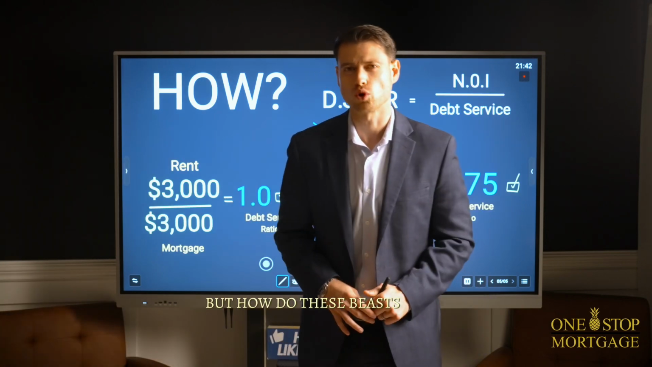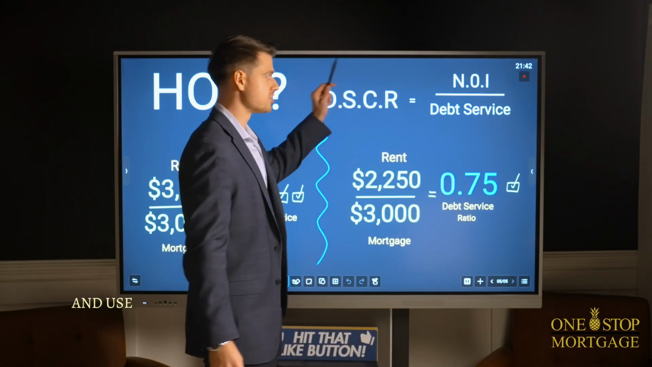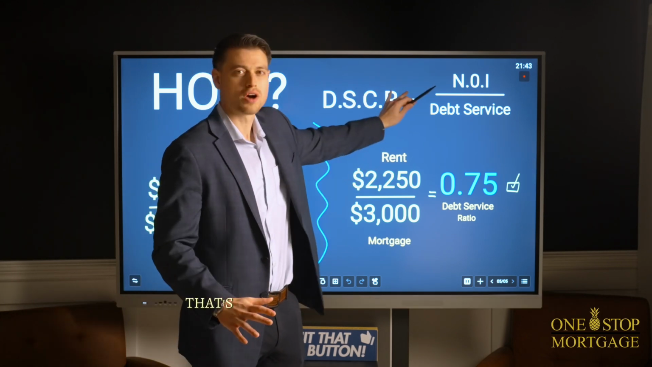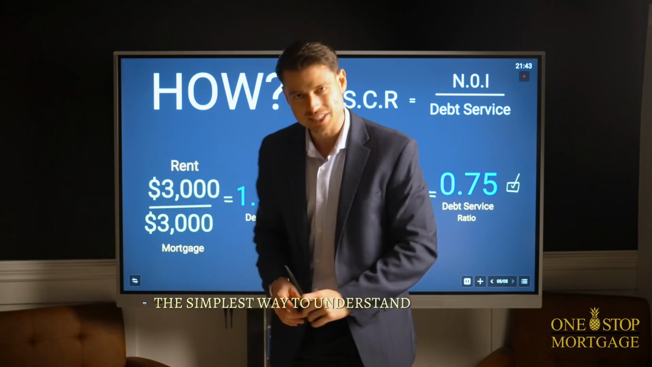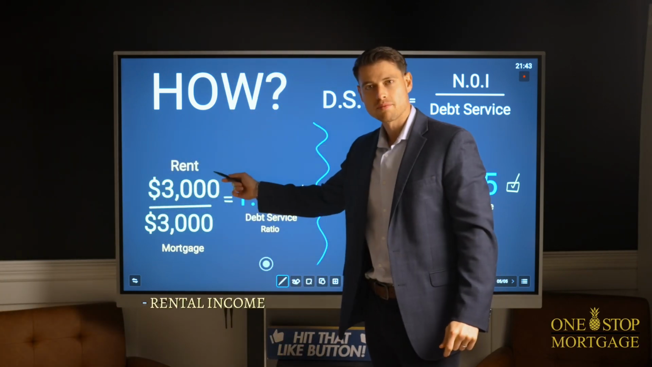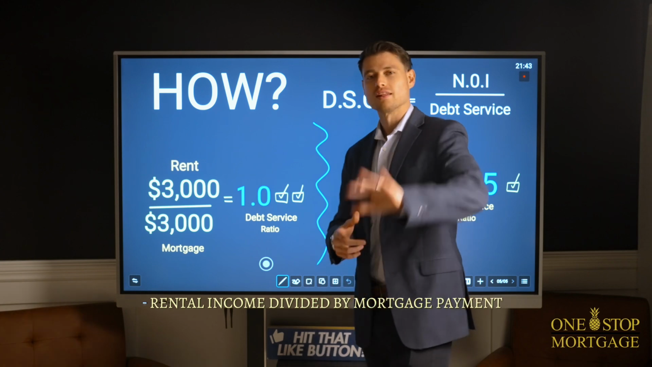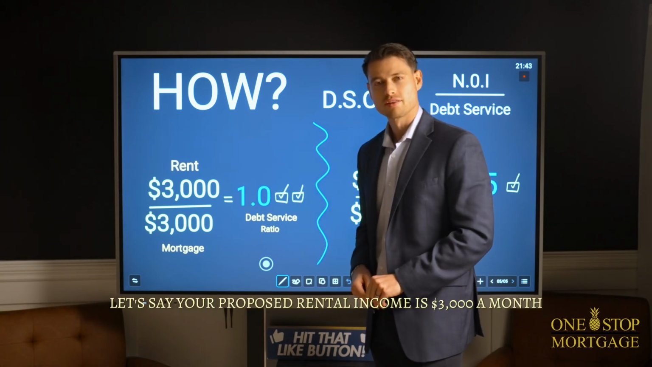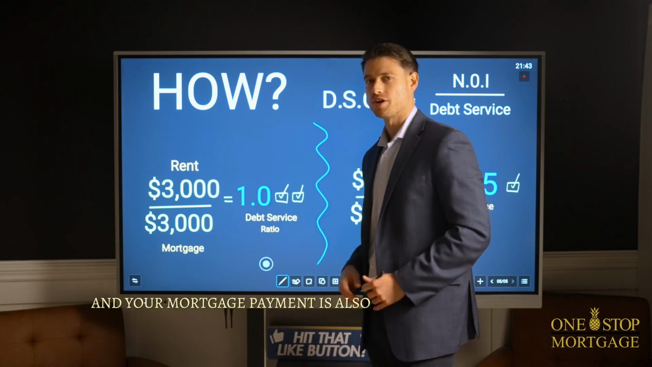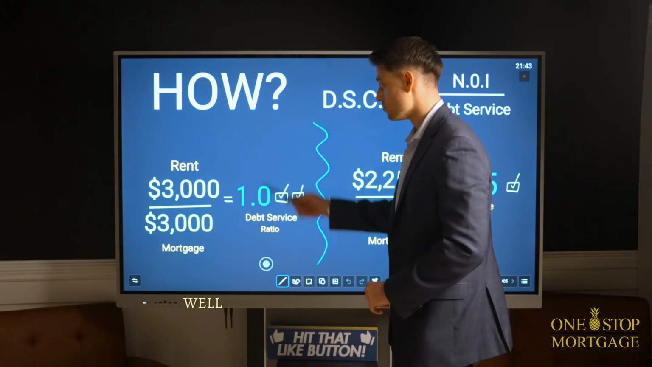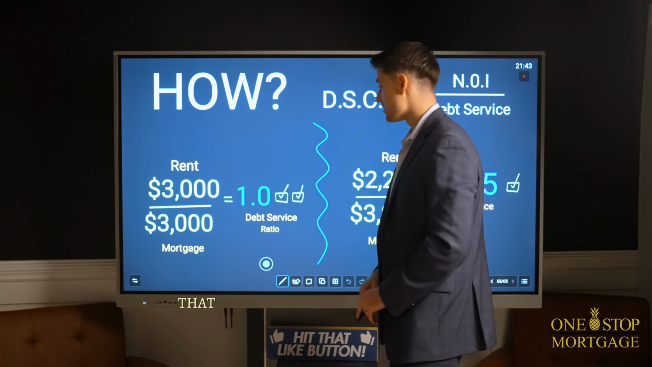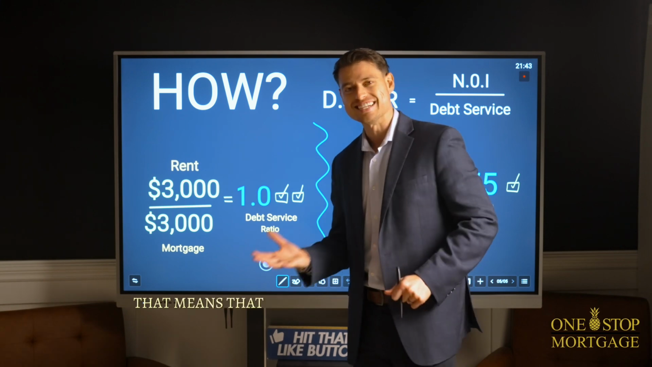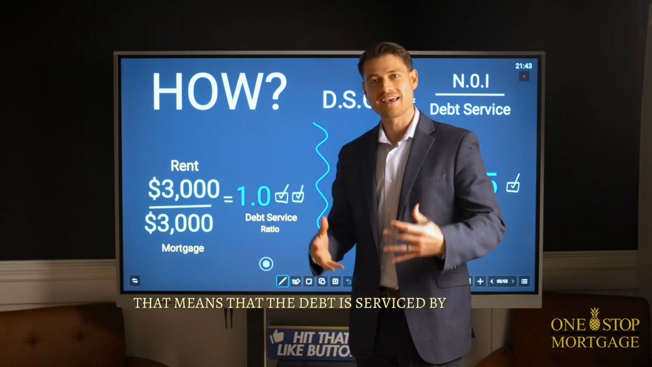But how do these beasts work? Do not overcomplicate it and use the standard definition of NOI divided by debt service. That's too complex for most people. The simplest way to understand it is simply rental income divided by mortgage payment. Let me give you an example. Let's say your proposed rental income is $3,000 a month and your mortgage payment is also going to be $3,000 a month. Well, you divide the 3,000 by the 3,000, that gives you a 1.0 debt service ratio. That means that the debt is serviced by the rent.